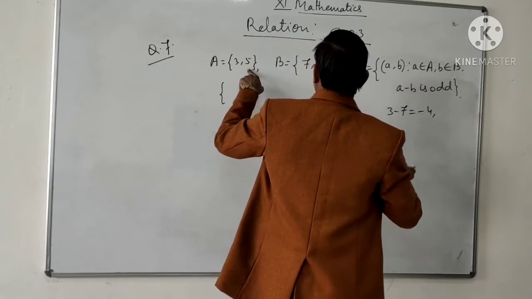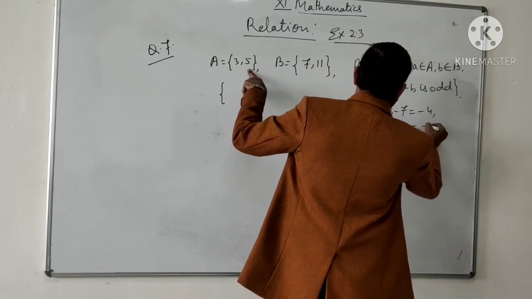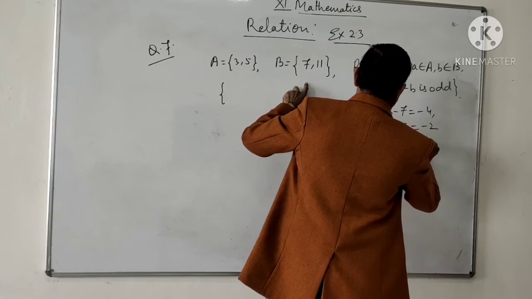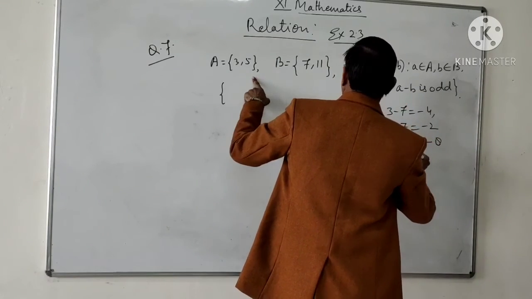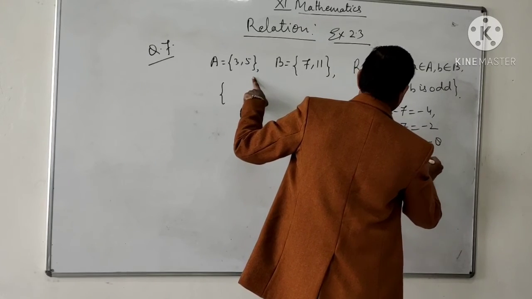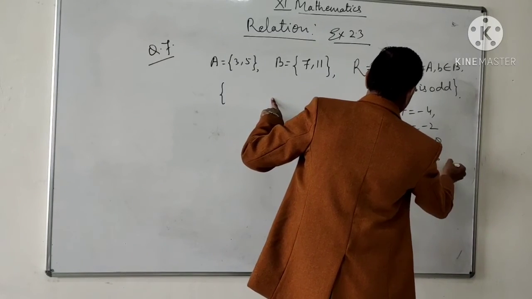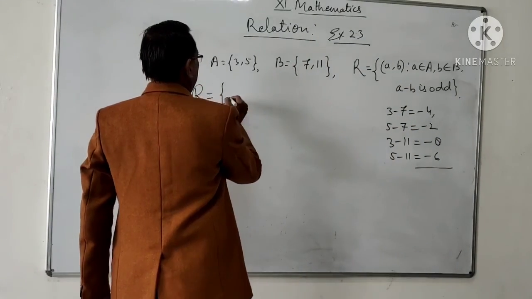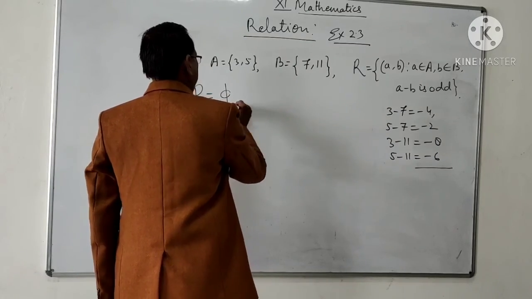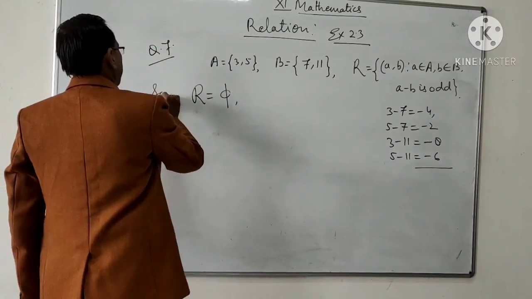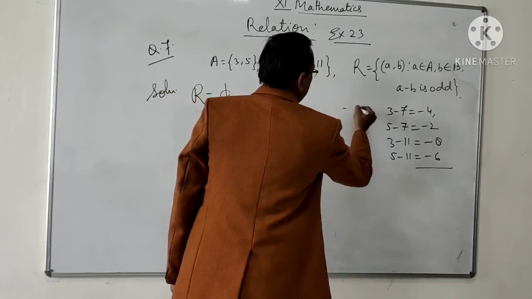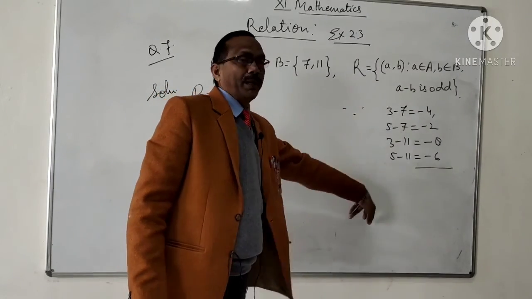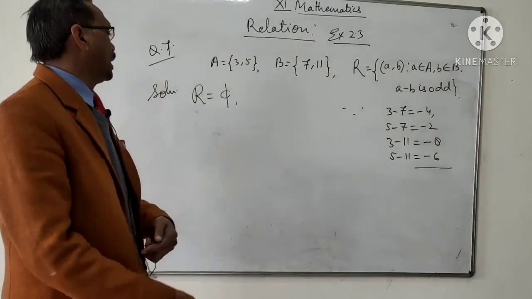Then 5 minus 7 is minus 2. Then 3 minus 11 is minus 8. 5 minus 11 is minus 6. So we are not getting any odd number. Therefore, R is an empty relation. Since the difference of these two numbers is an even number, that is why this relation is a null set.